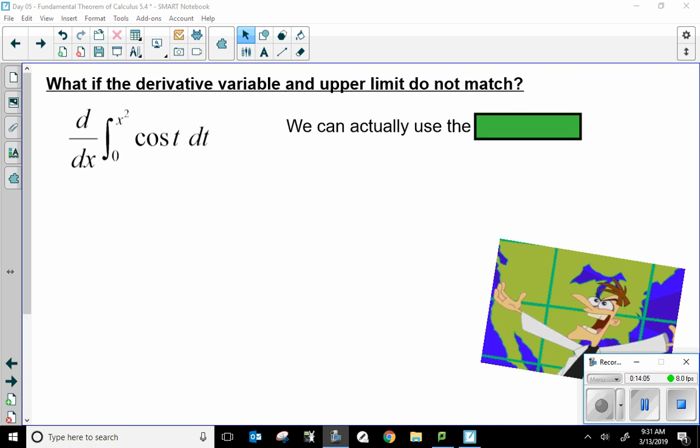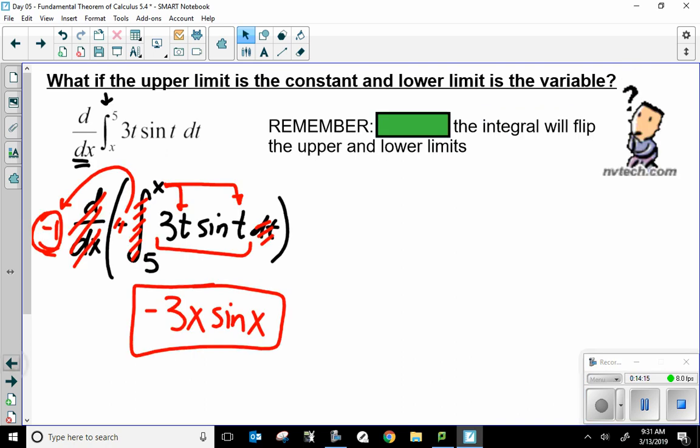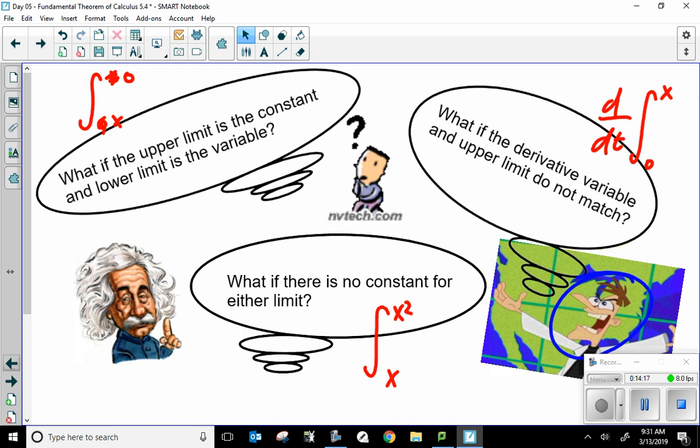What if the derivative variable and the upper limit do not match? Now let me go back because I gave you a very, very poor example right here. If they don't match, I didn't mean this was dt and dx. That was wrong of me to do that. Let's say this was x and this was, I don't know, x cubed. Okay, they obviously don't match. It's not x and x. That's what I meant when I said don't match. I didn't mean they were different variables altogether. My bad. So now let's go address that.